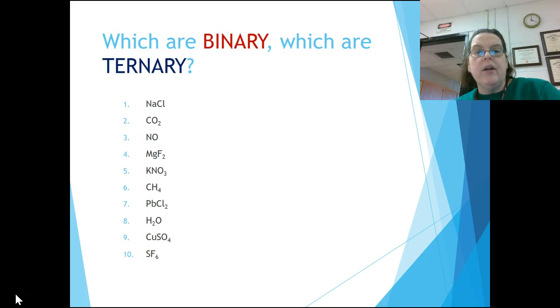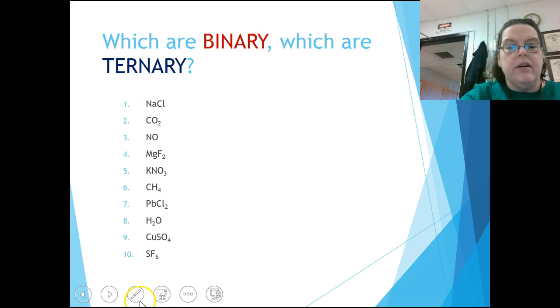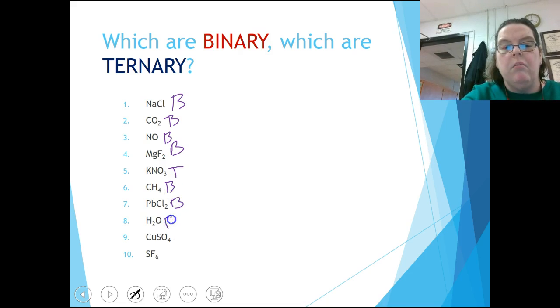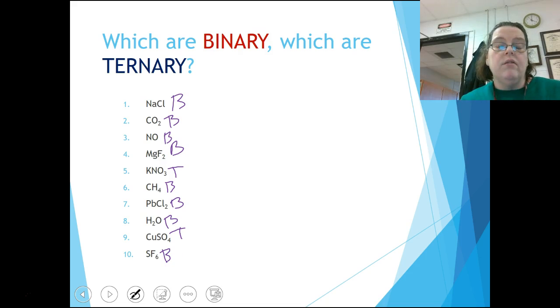So which are ternary and which are binary? Let's look. NaCl is binary. CO2, binary. NO, binary. MgF, that's binary. KNO3, that's ternary. CH4, binary. PbCl, binary. H2O, binary. CuSO4, that's ternary. SF6, that's binary. Okay, so 2 elements, binary; more than 2 elements, ternary.